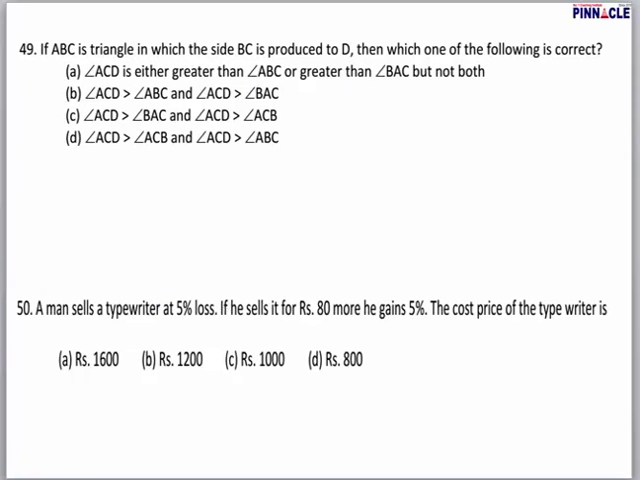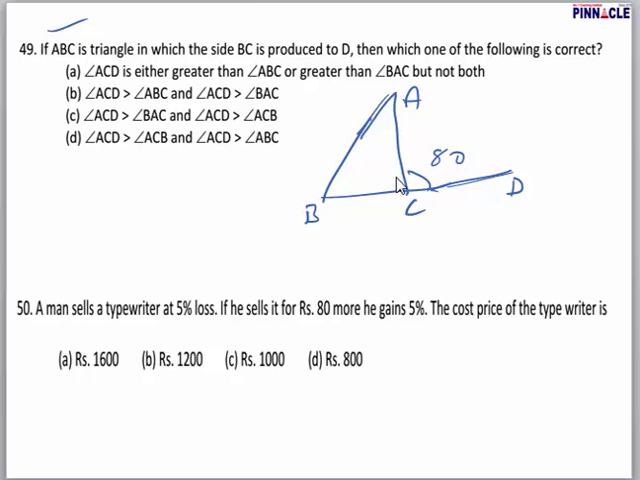If ABC is a triangle in which the side BC is produced to D, then which one of the following is correct? Very confusing kind of questions. ABC is a triangle, BC is produced to D. Take this as D, and this is A. Which one of the following is correct? ACD is greater than ABC. For example, if it is, let's take 80, then it will be 100, and both will be 80.